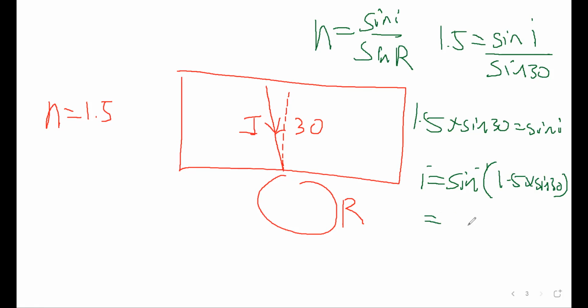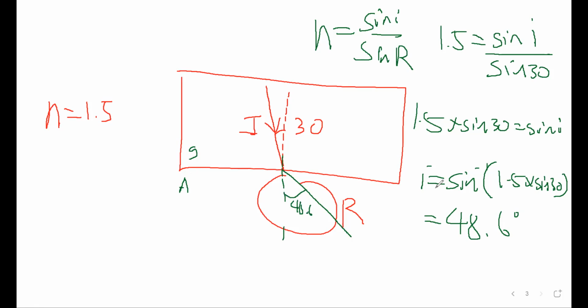Good, 48. Okay, let's say 48. 48.6 degrees is going to be the correct answer. Why? Because I know that this is glass and this is air, right? From more dense to less dense is supposed to bend away from the normal, meaning to say this angle here would have been 48.6.